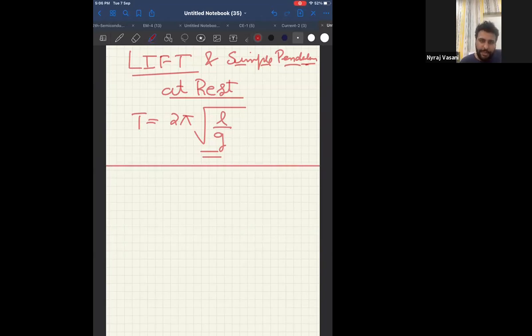Now imagine, look at me, imagine now the lift is going up, very good, with constant velocity. Then also my time period won't change because the velocity is constant. Therefore, my formula remains unchanged. Right.